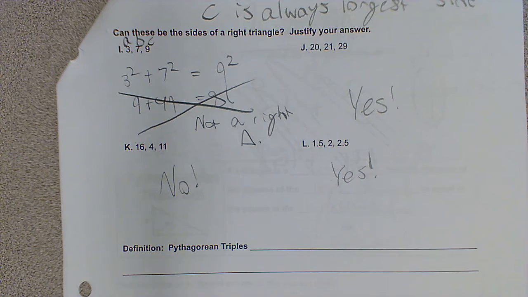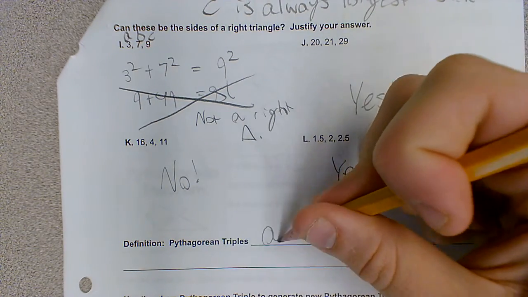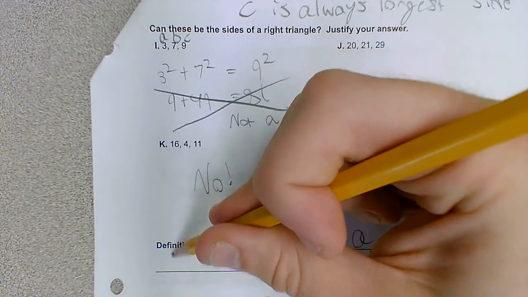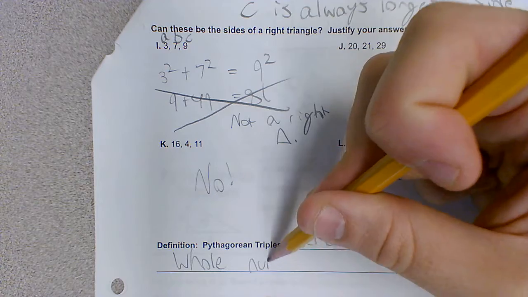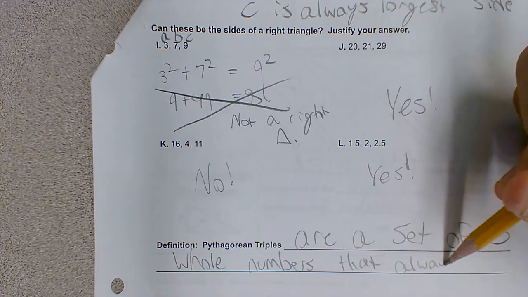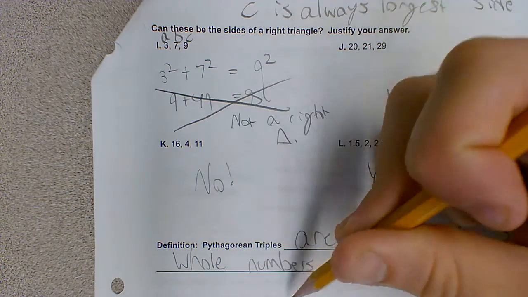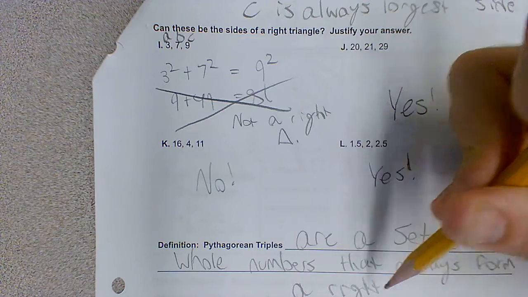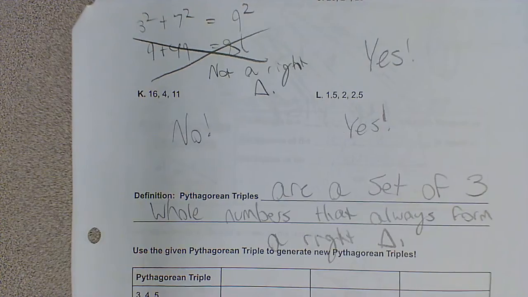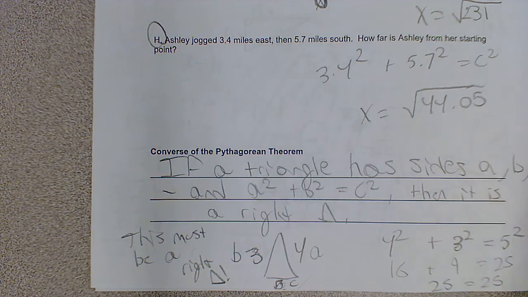And here's the bottom line. Pythagorean triples are a set of 3 whole numbers that always form a right triangle, which is a pretty straightforward idea. In my previous example, I'm going to flip this over. I showed a 3, 4, 5 right triangle. And I knew that 3, 4, and 5 are going to form a right triangle because they're a Pythagorean triple.